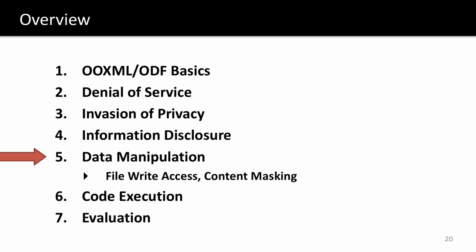The next attack class, data manipulation, deals with the capabilities of malicious Office documents to write to local files on the host's file system or to mask their content based upon the opening application. Okay, let's start with how malicious documents can write to local files.